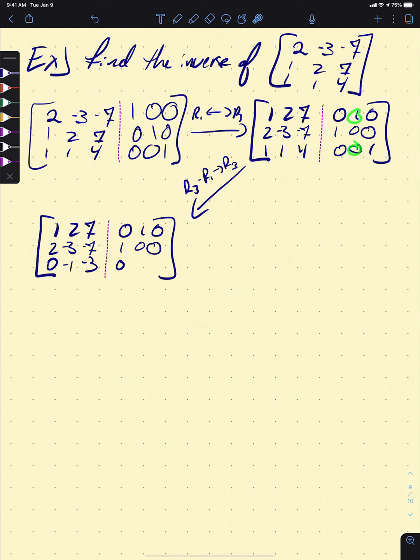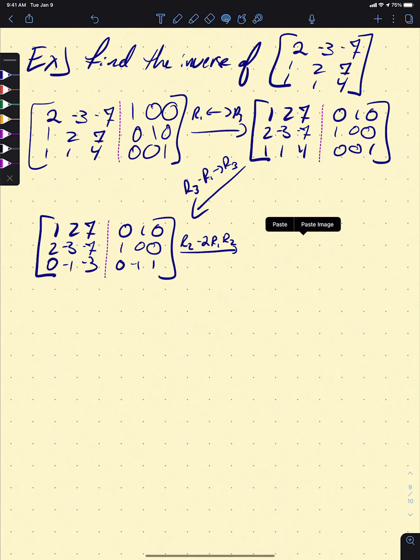0 minus 1 for -1. And we're going to have 1 minus 0 for 1. Okay? Next up, we want to clear this entry here. So we can take row 2, subtract 2 times row 1, and use that to redefine row 2.